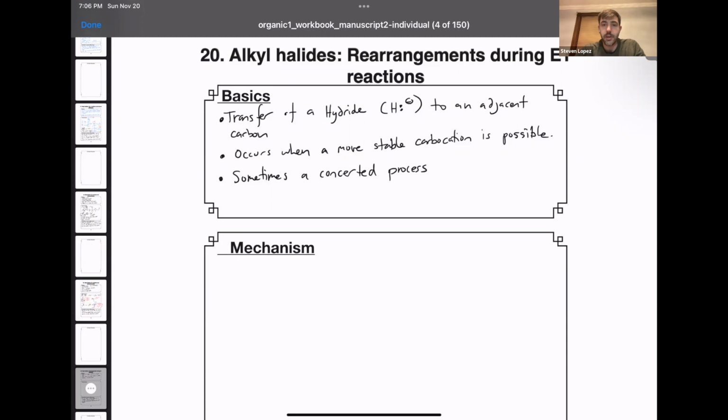First of all, the vast majority of the examples that you'll see in introductory organic chemistry involve the transfer of a hydride ion. So this is just a hydrogen with one extra electron, so one proton and two electrons. And the process will involve the transfer of this hydride ion from one carbon to an adjacent carbon. This occurs when there's a more stable carbocation that's possible after rearranging, and it's sometimes a concerted process.